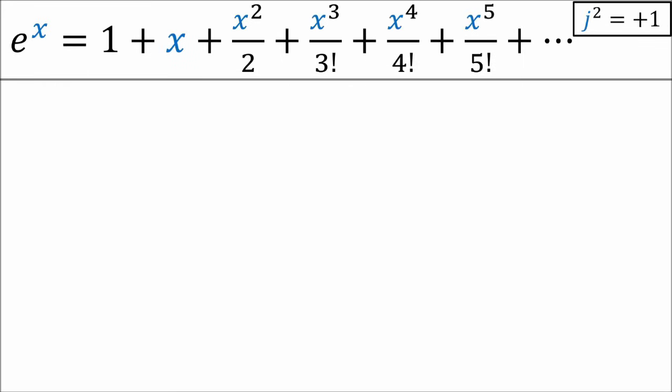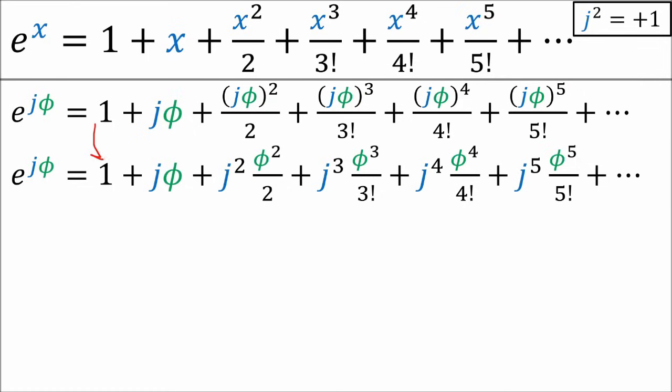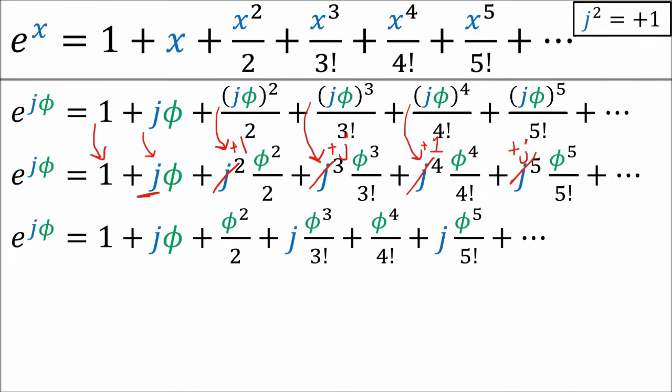When we write out the infinite Taylor series of e to the j phi, the 0th power goes to 1. The first power gets j in front. The second power gets j squared, which is +1. The third power gets j cubed, which is just +1 times j. And the fourth power gets j squared twice, which is just +1. This pattern of 1, j, 1, j continues forever. Notice that all the signs are positive this time.